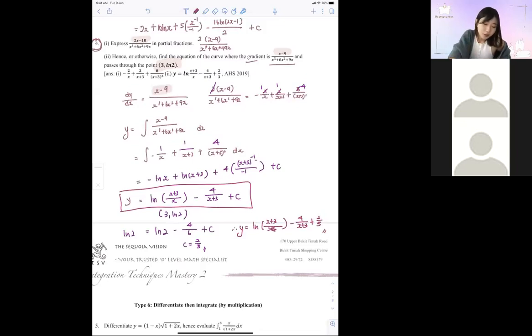Okay, so must be careful. Just now I wasn't careful. I didn't see that they are different. So you must try to make them the same first. Then integrate; this is the same as integrating this.